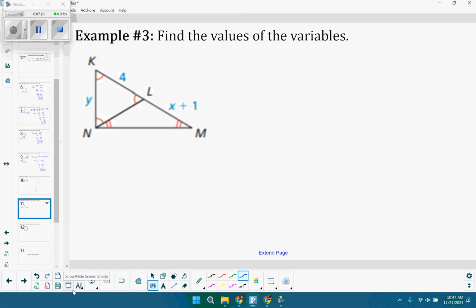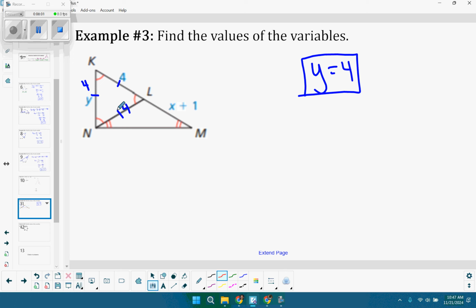For example 3, this requires a little bit extra maneuvering. And it definitely requires us to mark the picture. With these three angles congruent, this triangle KLN is equiangular, which makes it equilateral. So all three of these sides are all the same measure. So if one of them is 4, they're all 4. So immediately I know that y equals 4.